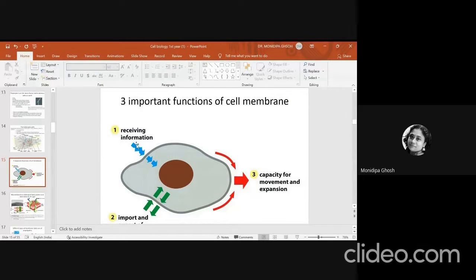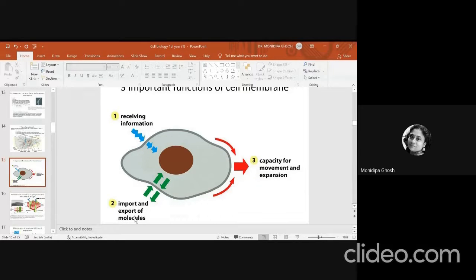So, receiving information. Now import and export of molecules. So there is a need for export and import of molecules and ions between the different cells, and this is done by the cell membrane.